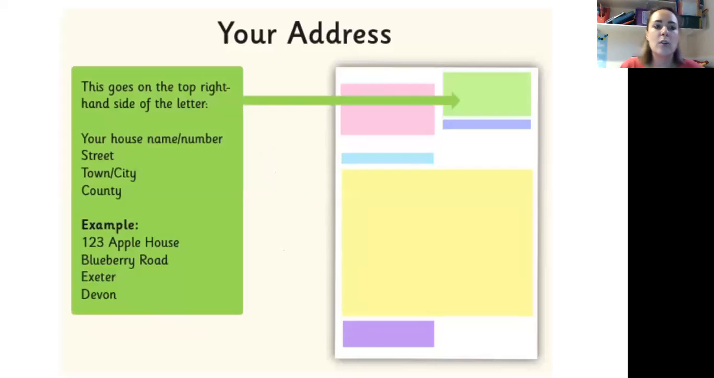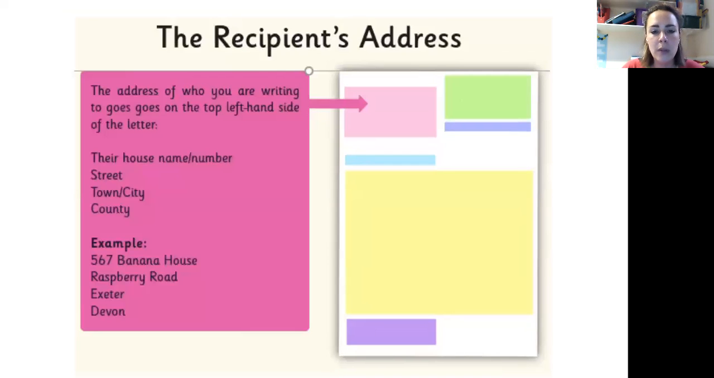Your address goes in the top right-hand side of the letter. You need to remember to put your house name or number, the street, the town and city, and the county. And there's an example there to remind you of what an address looks like. On the left-hand side in pink, you can see where you're going to put the recipient's address. This will be Jemmy's address in Tierra del Fuego when we write the letter tomorrow. But you can see it's exactly the same. You still use their house name and number, the street, the town, the city and the county. And there is a lovely example there to remind you of what it should look like.